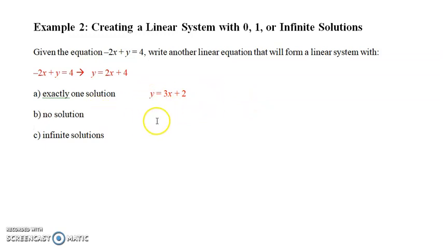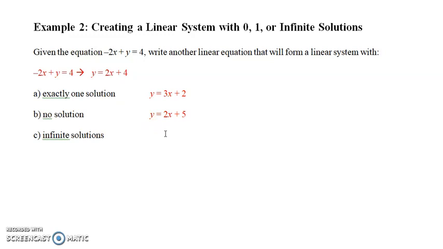So if we want no solution, that means the lines need to be parallel. So we take our equation, and the slope needs to be the same, and the y-intercept has to change. So we can make that plus 5 instead, right? And there you are. That's one example. And this will run parallel with this line because the slopes are the same.